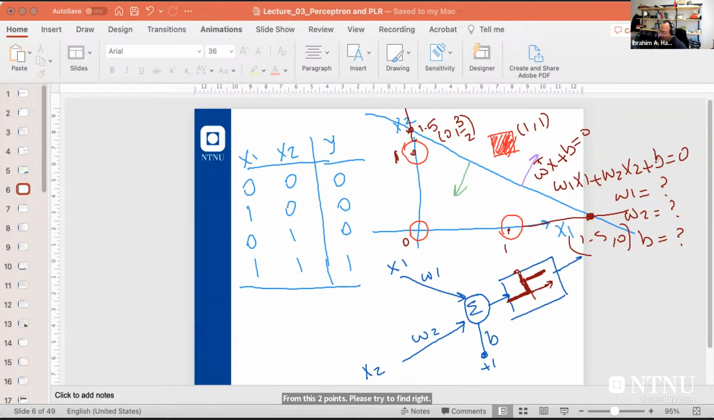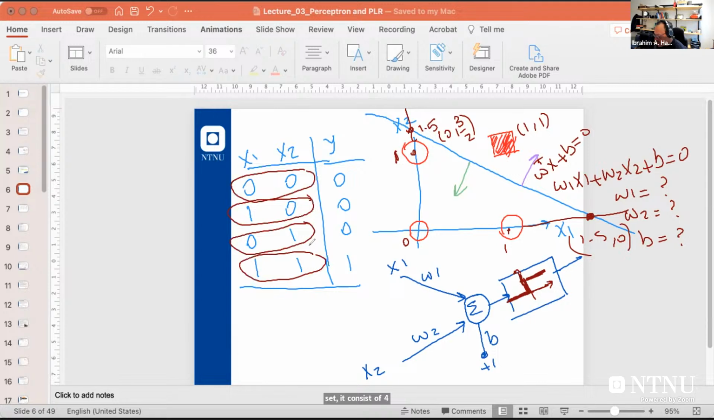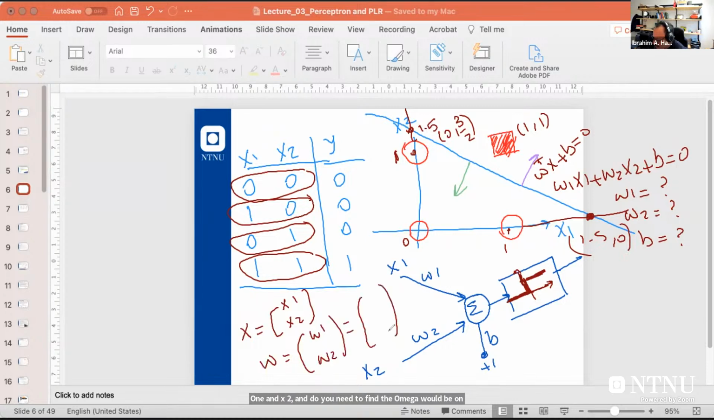And also, it will be nice if we can implement it and see if it will classify my problem. If you want to implement it in Python, this is my data set, right? It consists of 4 examples. So anyway, x will be just one vector, x1 and x2. And you need to find omega, which will be omega 1 and omega 2. You need to find those values, right? You will find it. And of course, b.